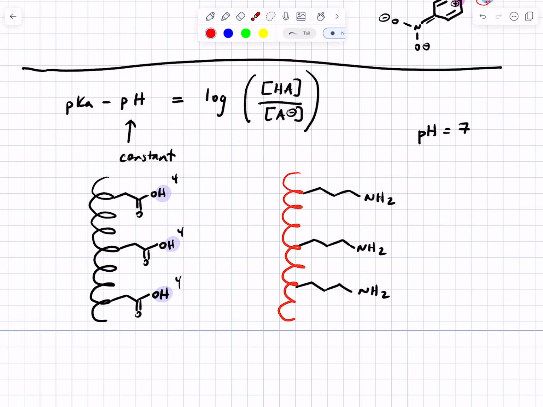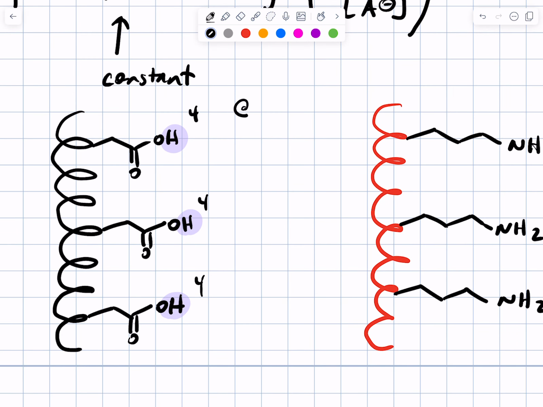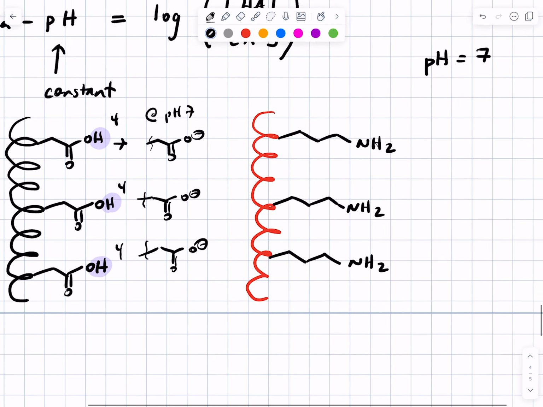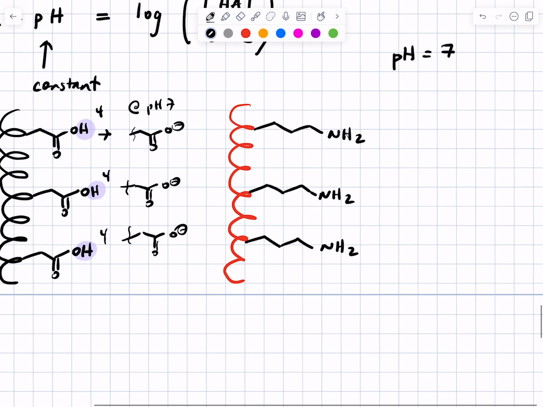That tells you which form dominates. The base form, the negatively charged form. So at pH 7, this should really be negatively charged. This one should also be negatively charged. And this one should also be negatively charged. Okay? Expect a net charge of -3 on this particular molecule.